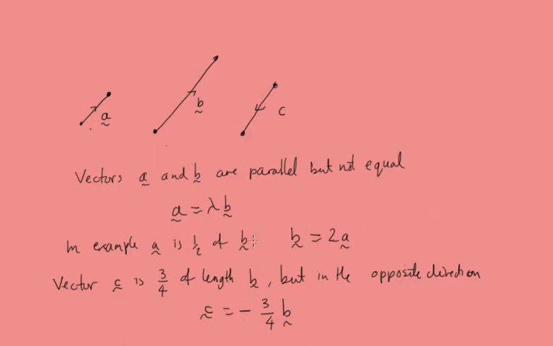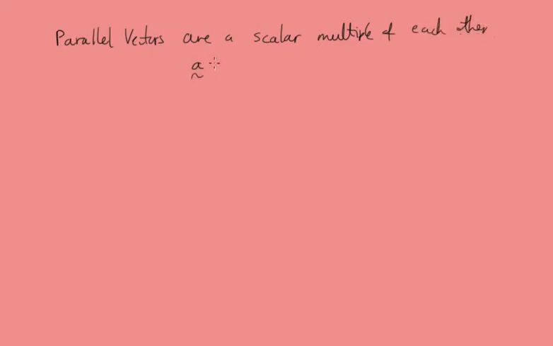Now, so in general, parallel vectors are a scalar multiple of each other. So A is lambda B. Those two vectors would be parallel.